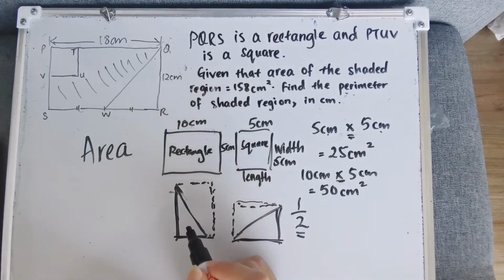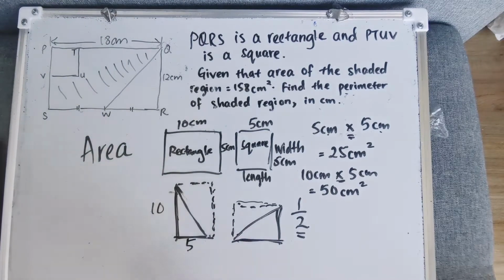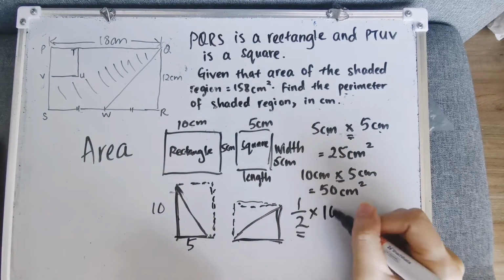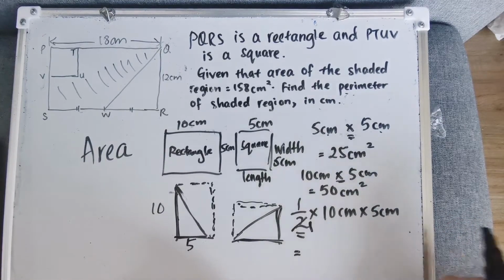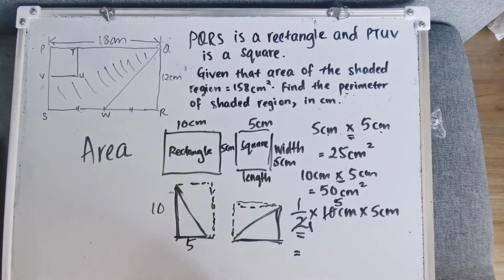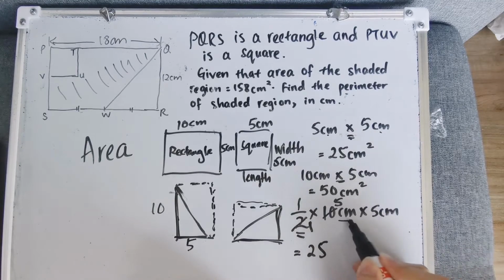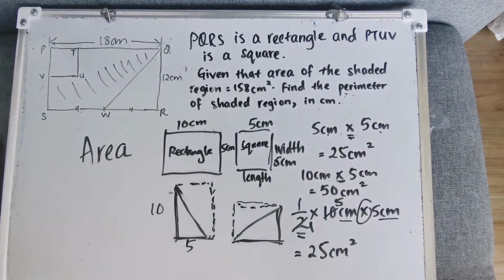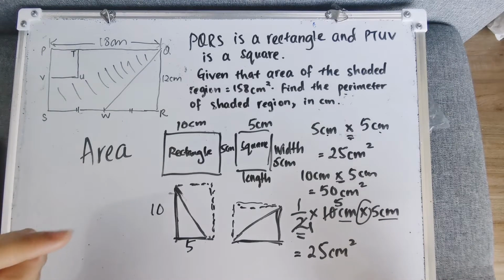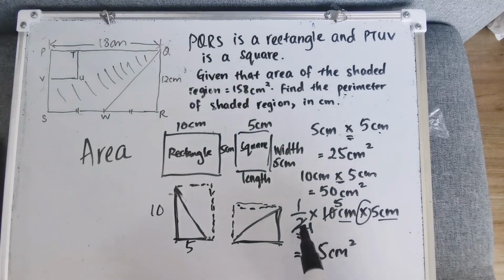So let's say this is 10, this is 5. So 10 cm times 5 cm. Half of 10 is 5, then 5 times 5 is 25. You have 1 cm, 2 cm, and it's times, so you have 2 cm, cm squared. This is the formula for your area. Remember that triangle is half of your rectangle or your square, so you must use half.